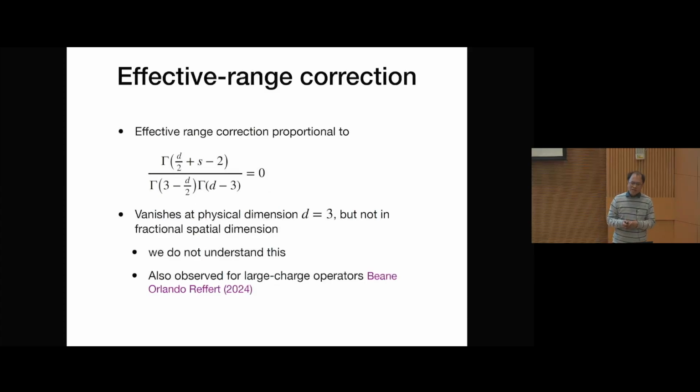The effective range correction is a puzzle for us because we spent a lot of time computing various integrals before noticing that the coefficient in front is 0. So this vanishes in physical dimension d equal to 3 for some reason that we do not completely understand. And it has also been observed in the correlation function for large charge operators that have recently been considered by Orlando and Reffert.